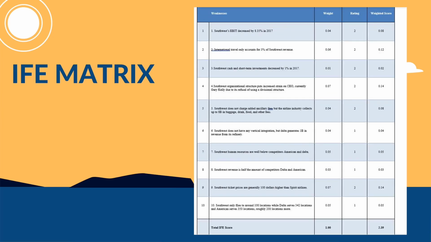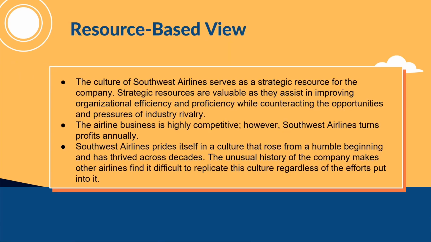Since 2016, Southwest has overcome pandemic restrictions without eliminating any of its destinations. The business absorbed the impact associated with the pandemic and displayed an adjusted balance sheet leverage of 56% by the end of 2020. The airline industry shows a stiff rivalry, which implies that the company must leverage its strengths to address its weaknesses. The culture of Southwest Airlines serves as a strategic resource for the company. Strategic resources are valuable as they assist in improving organizational efficiency and proficiency while counteracting the opportunities and pressures of industry rivalry.